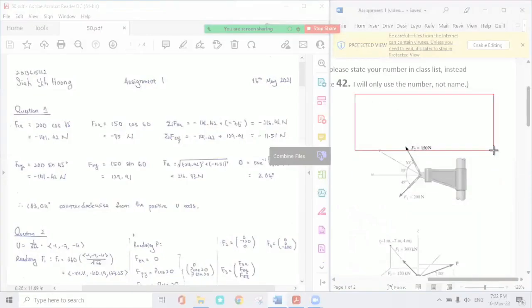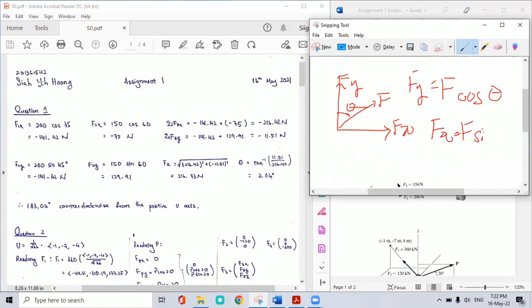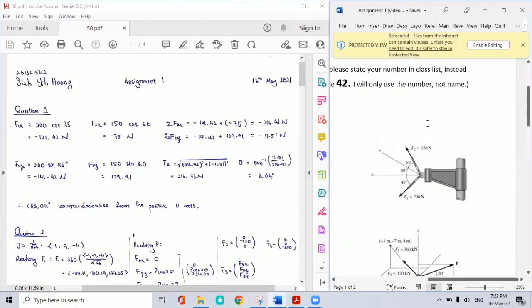For the other situation, I will have the Fy right here, Fx, and the theta will be here. So Fy will be equal to F cos theta, but Fx will be equal to F sine theta. So this is the simple theory behind force resolving in a two-dimensional diagram.